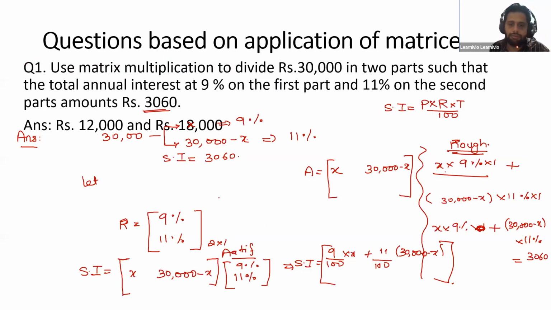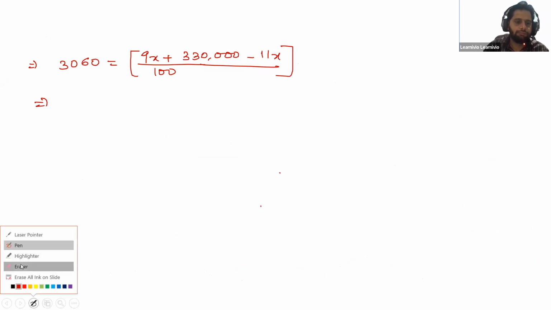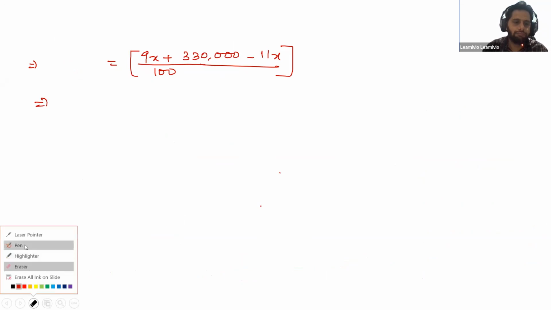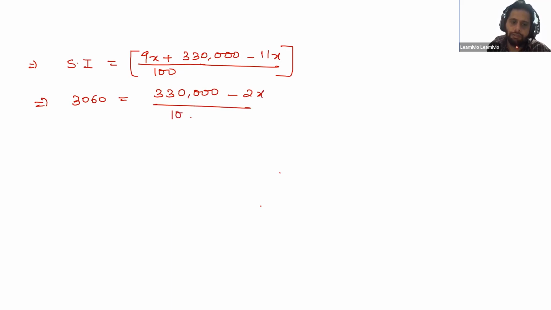Here we get this, simple interest is equal to this, simple interest is 3060. Now we will remove the matrix because we are comparing this with a real number. So here we will get 330,000 minus 2x by 100. Okay, cross multiply. So 3060 is equal to 330 minus 2x.